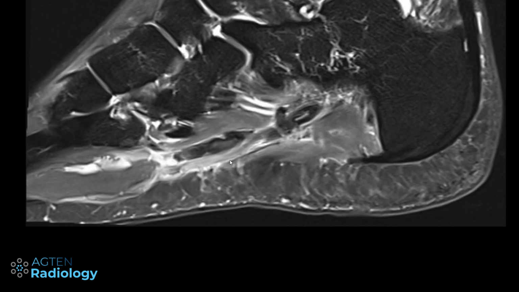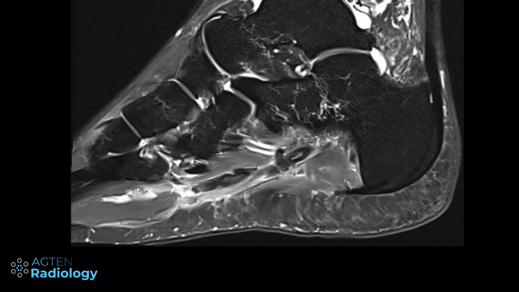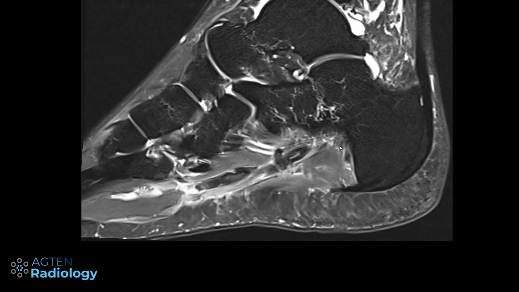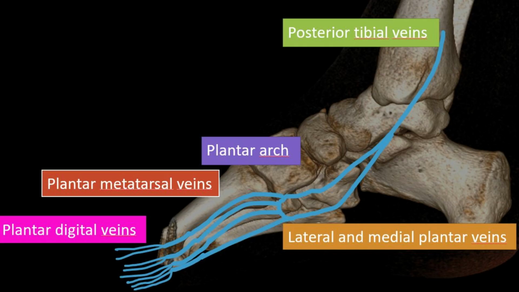It has also some perivascular edema around it, as you can see. So this is something that looks suspicious. It's abnormal, and this is actually a very nice example of a plantar vein thrombosis. Now, when we think back to the nomenclature, we need to find out in which veins it is.